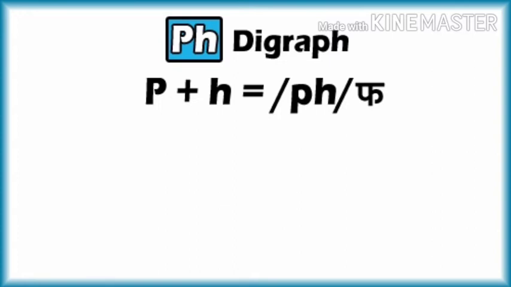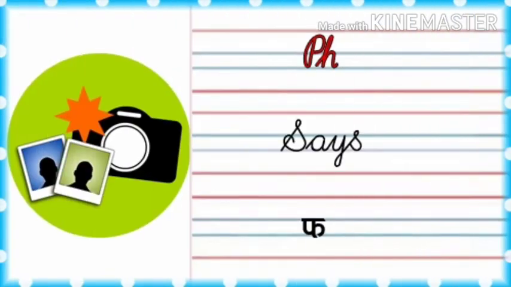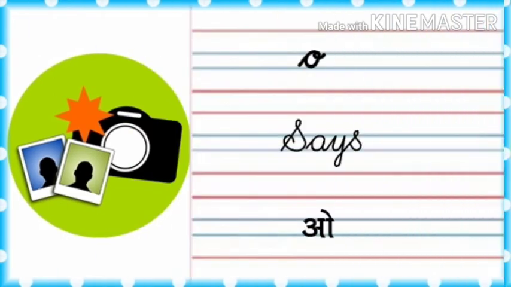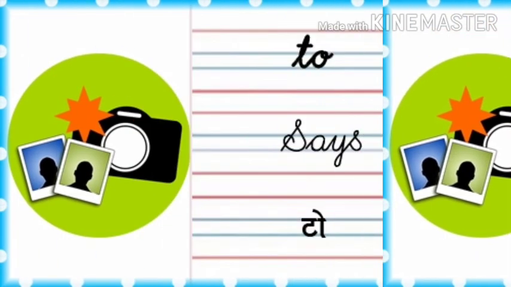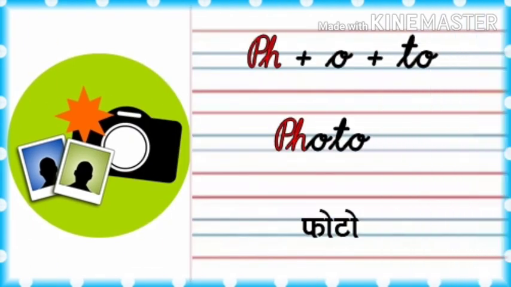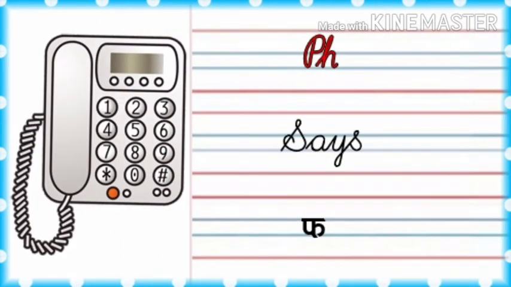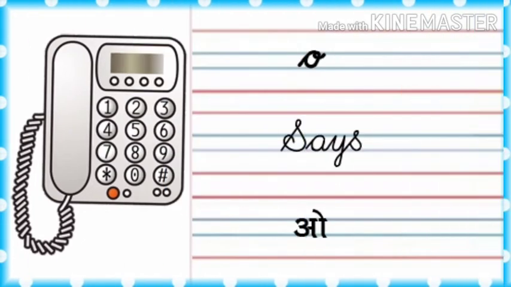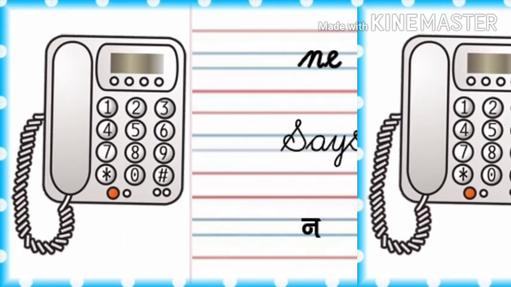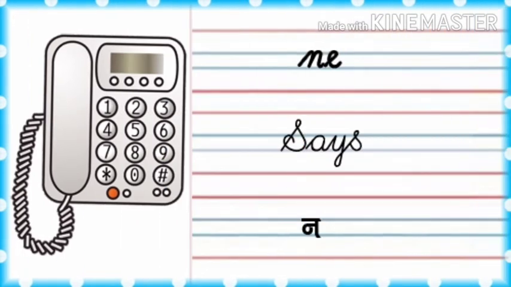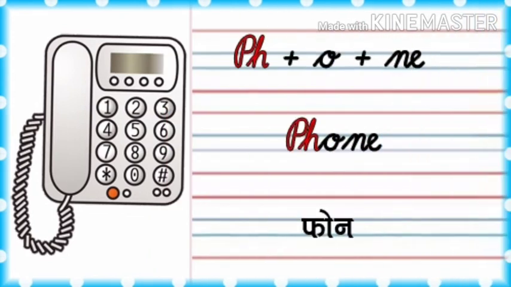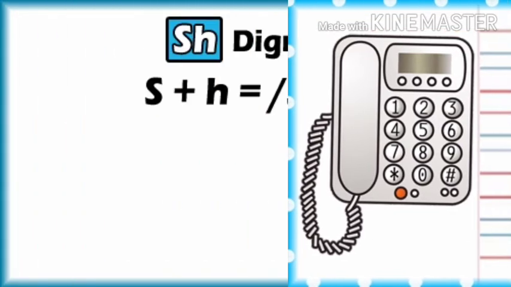Digraph PH says f. PH, f. O says o. T-o, to. F-o-to, photo. One more word of f sound. PH, f. O says o. N-E, here E is silent. F-o-n, phone.